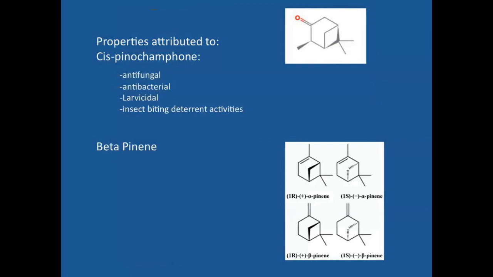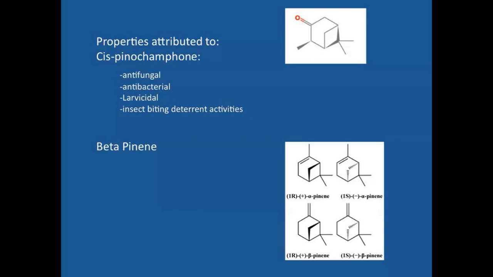So some properties that are specifically attributed to the cis pinocamphone, but also will be present with the other molecules. And so usually, if you're looking at the activity of Hyssop itself, you're going to have all those molecules present. The beta-pinene will be present too. So antifungal, antibacterial, larvicidal, and also being a deterrent to biting insects.